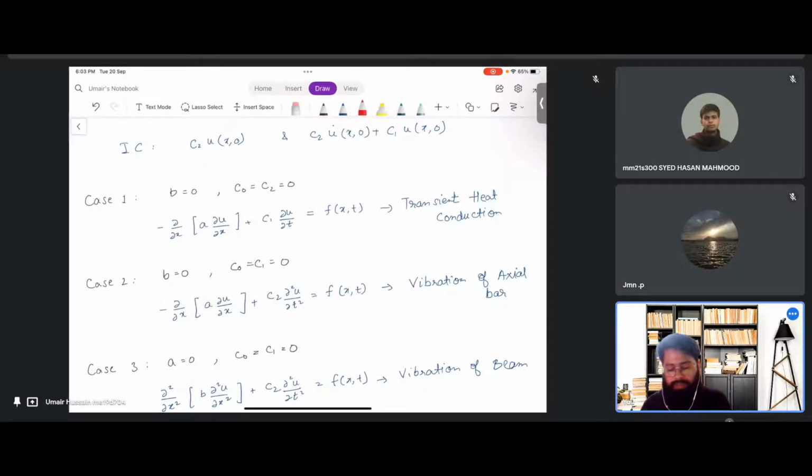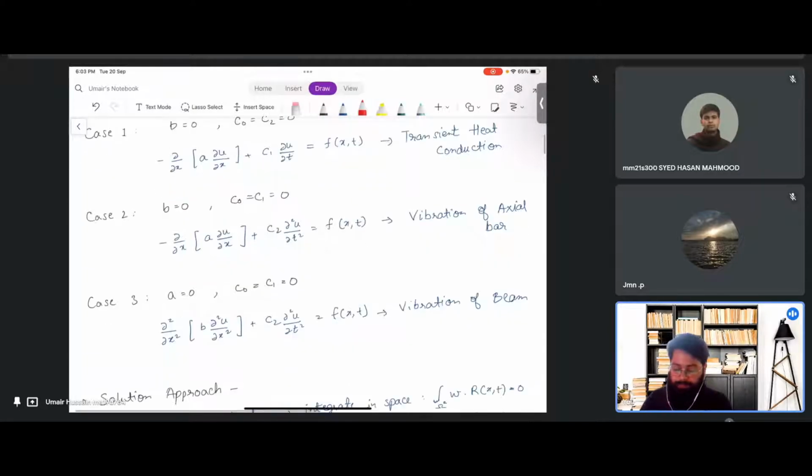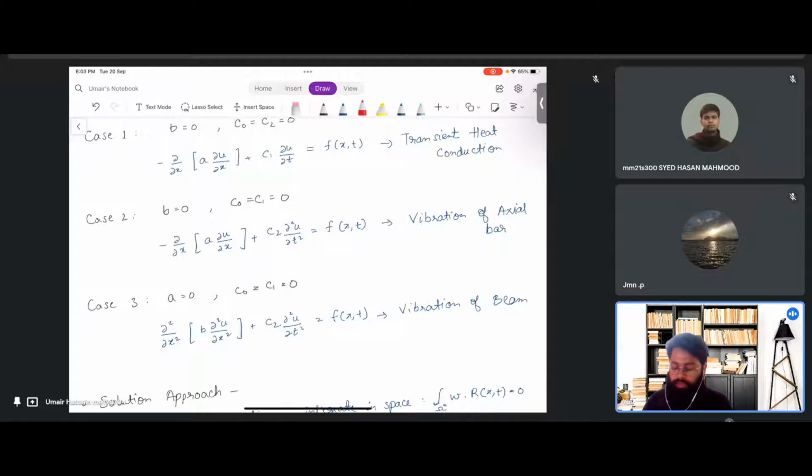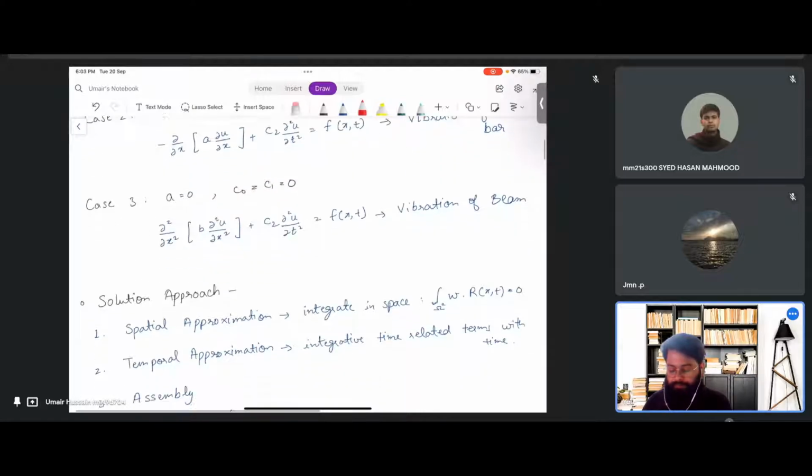Specifically, the cases that we practically study are of three types. First is the transient heat conduction equation, also known as the parabolic equation, which only has a second order derivative term with respect to x and a first order derivative term with time. Then we have vibrational problems of the axial bar, where we have a second order derivative term for x as well as time. And then we have the vibration of beam problem. A beam, as you know, has a fourth order derivative with respect to x, and apart from that, we have a second order time derivative term as well.